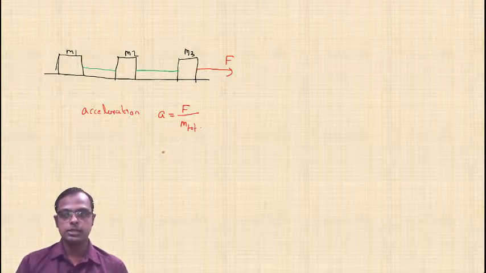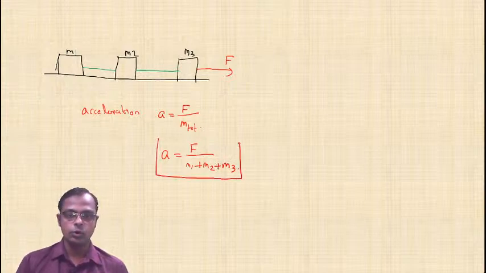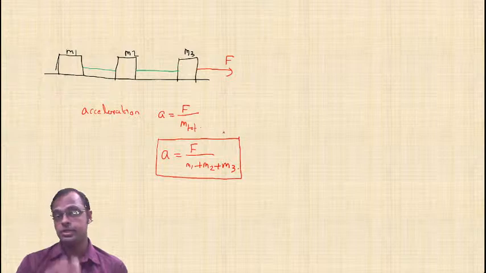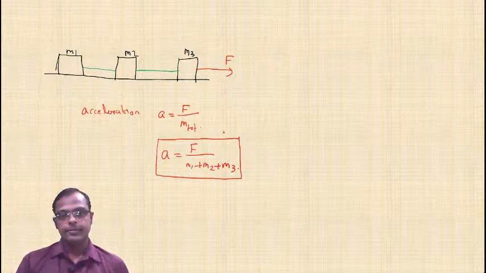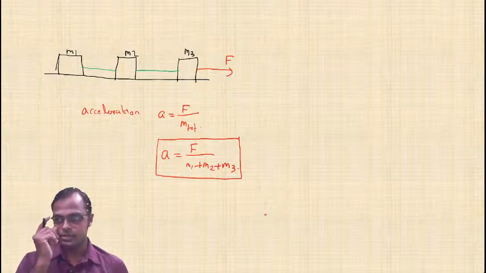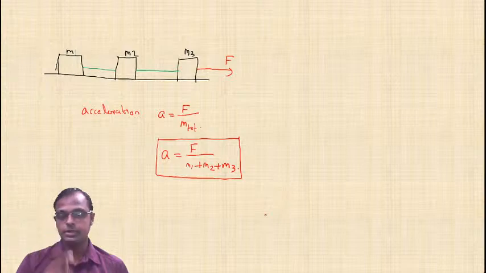So what is the common acceleration in this case? The common acceleration A is equal to F divided by M1 plus M2 plus M3. So this is the equation for the common acceleration of all the three bodies. I hope it is clear. Yes, Nikit, your answer is correct. Many are typing the correct answers here.